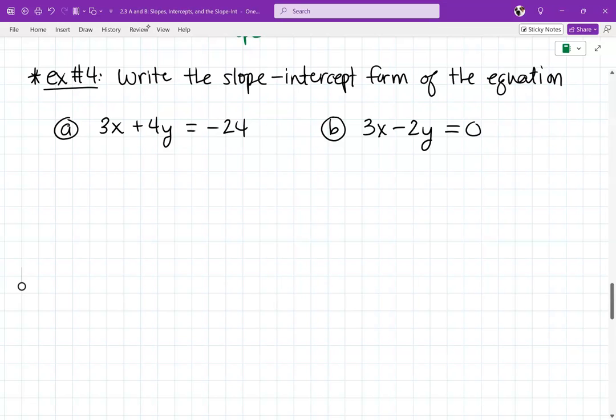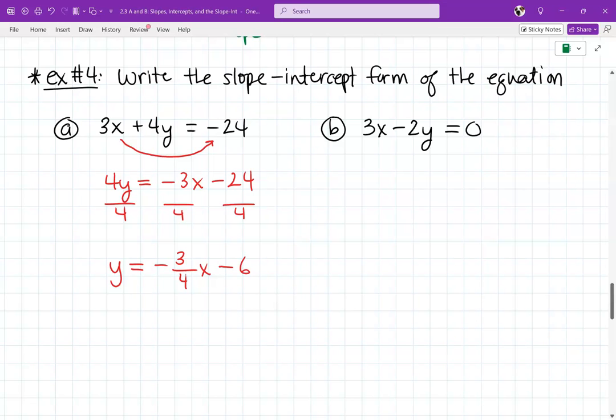So write the slope-intercept form of the equation. The first one says 3x plus 4y equals negative 24. So I got to solve for y. That means I got to move the 3x to the other side. I got to get everything away from the y. Okay? So let's move the 3x over. So this will be 4y equal to negative 3x minus 24. Remember, the 3x is positive. When I move it to the other side, it's going to become negative. Well, to get the y by itself, I have to divide everything by 4, right? So divide by 4, divide by 4, divide by 4. That gives me y equal to negative 3/4 x minus 6.